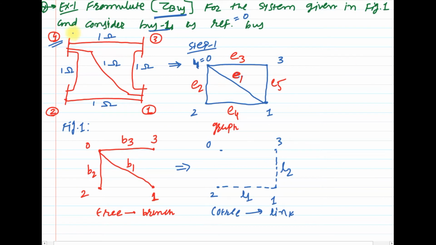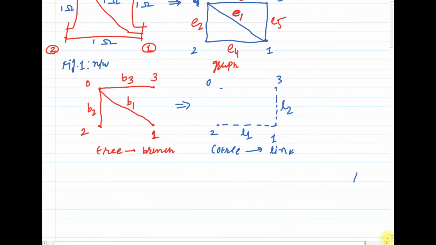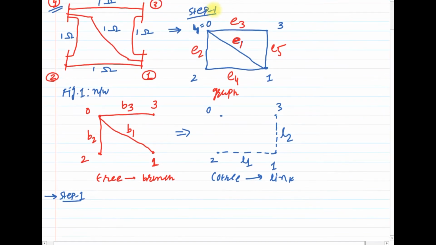Yes, just see, you have to formulate the graph, tree and cotree from the given system or network. Clear? So the second step is, now we have to calculate the impedance, as the name suggests, by step by step methods. So the first step is step number 1, or I can say here it is step number 0, so it will not cause confusion.